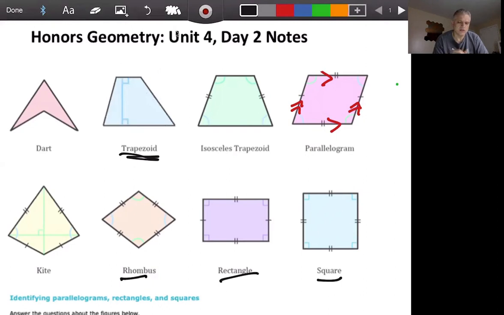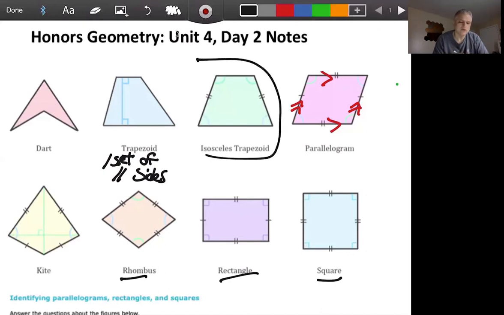So the main thing that makes a trapezoid is there is one set of parallel sides. There's only one set of parallel sides. Okay, you get to the isosceles trapezoid, obviously it's the same thing because it is a trapezoid. You got one set of sides that is parallel, and then the other pair of sides not parallel. Okay, so that means that a trapezoid is never a parallelogram, and a parallelogram is never a trapezoid.